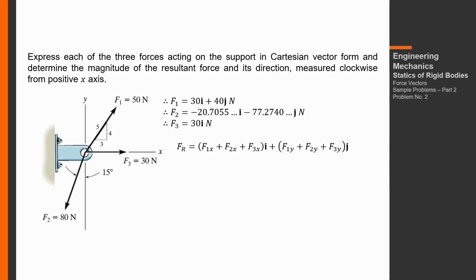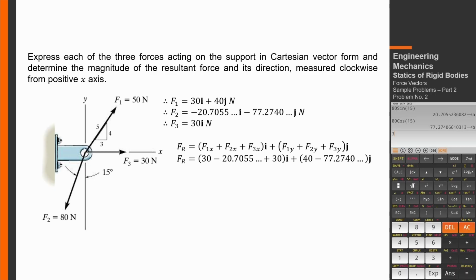At yung resultant, summation lang nung mga components. So Fr is equal to 30 minus 20.7055 and so on, plus 30 plus 40 minus 77.2740 and so on, and then J. So 30 minus yung nakastore sa A plus 30. Store na lang sa C. Tapos 40 minus B. Store na lang sa D. Therefore, our resultant force ay ito yung Cartesian vector form.